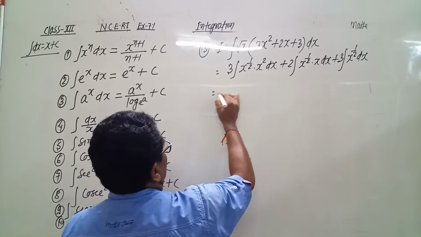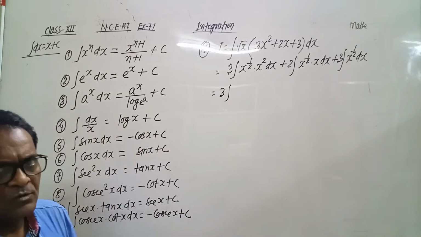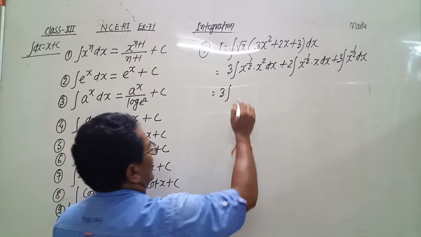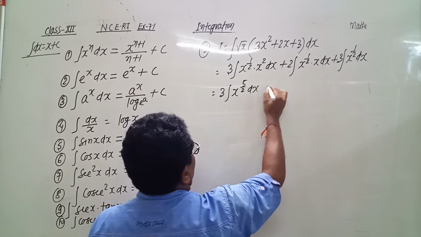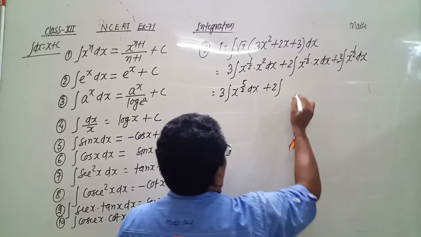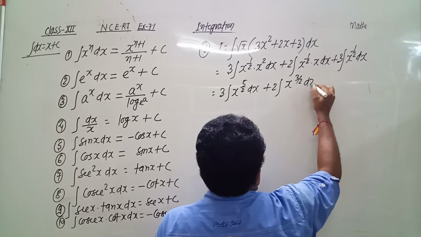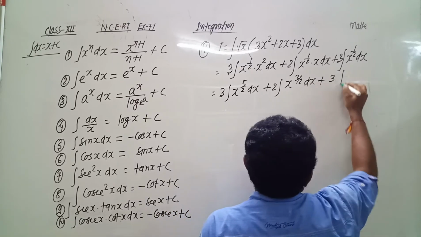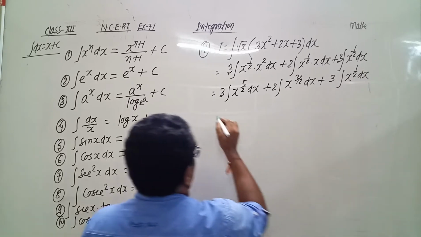So it becomes 3, powers be added: 1 by 2 plus 2, we get 5 by 2, x raised to the power 5 by 2 dx, plus 2 integration, 1 by 2 plus 1, x raised to the power 3 by 2 dx, plus 3 integration x raised to the power 1 by 2 dx.